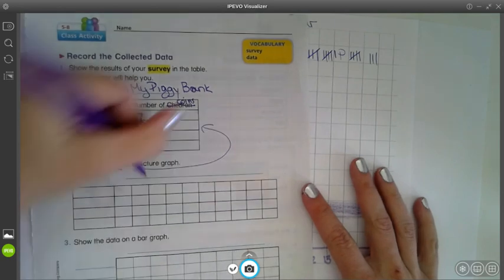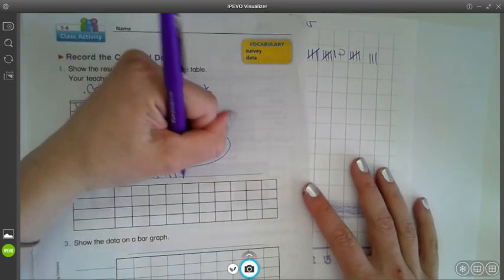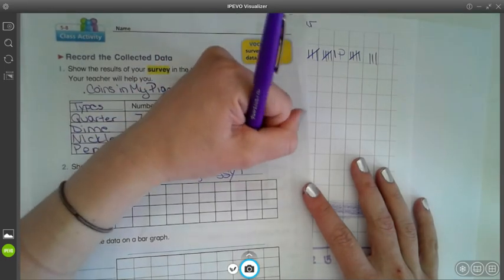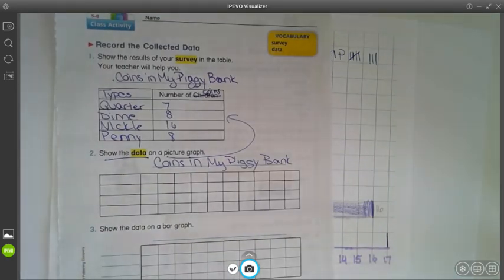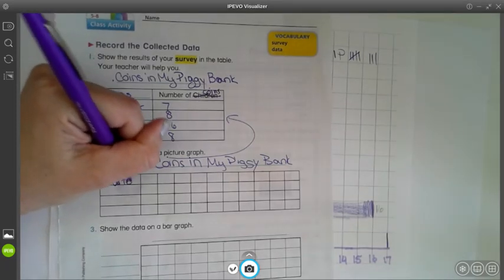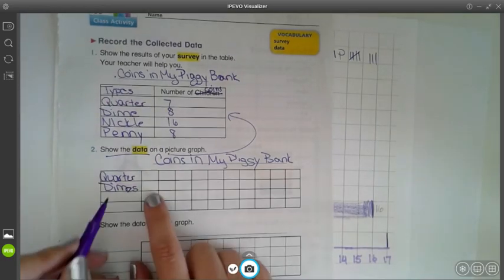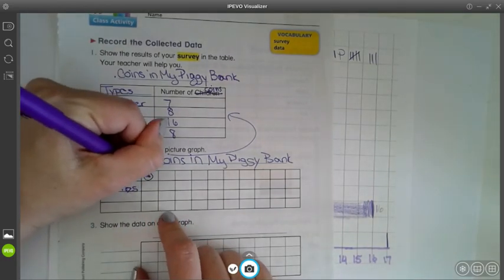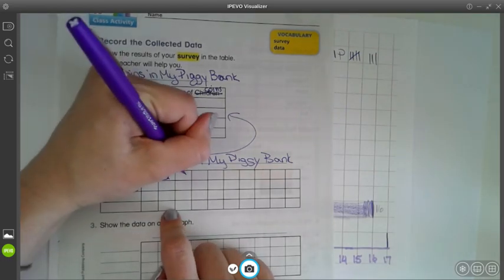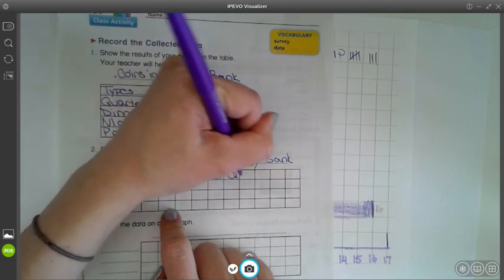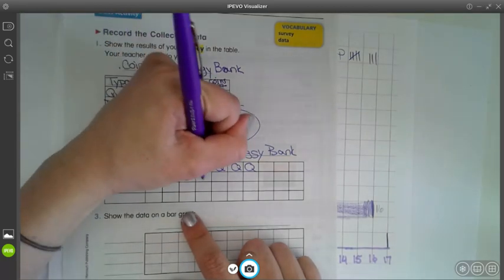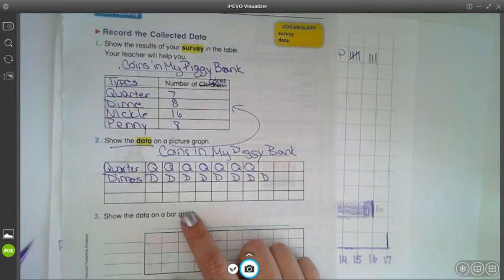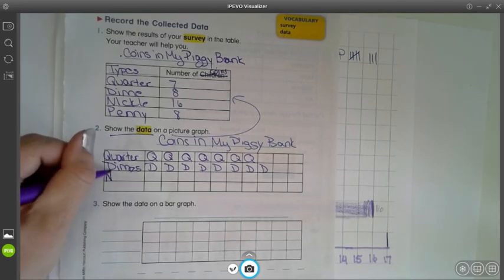All right, now the first one, you're going to show this data above on a picture graph. So you're going to keep the same title. Okay, and just like Mrs. A told you, you can use really in-depth pictures if you would like, or you can just use symbols. So today I'm going to use symbols for mine because it's quicker for us. Okay, and I am going to fill in this data. So my symbol for quarters today is going to be this. And since I had 7 quarters, I'm going to make 7 pictures for my graph. With dimes, since I had 8, I'm going to call these D. Okay, and I would go ahead and do the same thing for my nickels and my pennies.